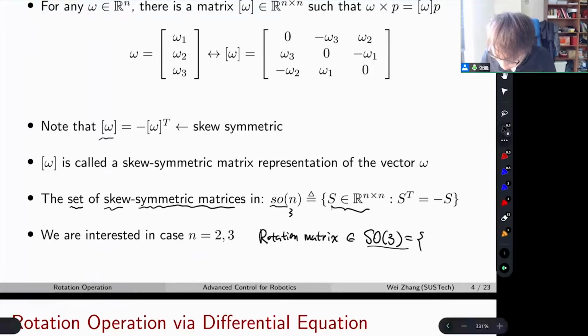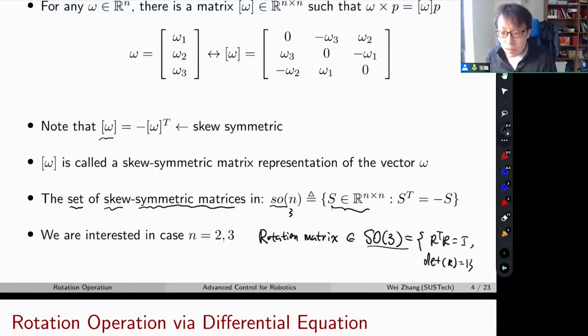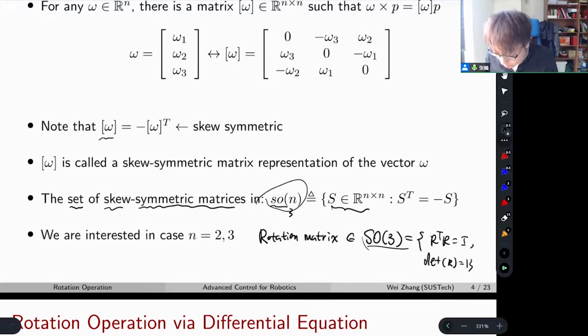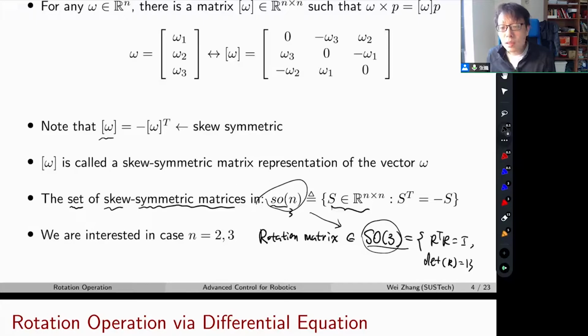Little so(3) and capital SO(3) are of course different. Capital SO(3) is all the rotation matrices, where R transpose R equals identity and the determinant of R equals 1. That's the criteria to be satisfied for SO(3). What's the relation between little so(3) and capital SO(3)? It's really the matrix exponential map. That's what we are going to introduce today.